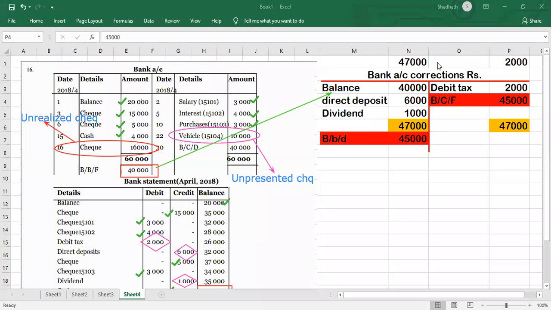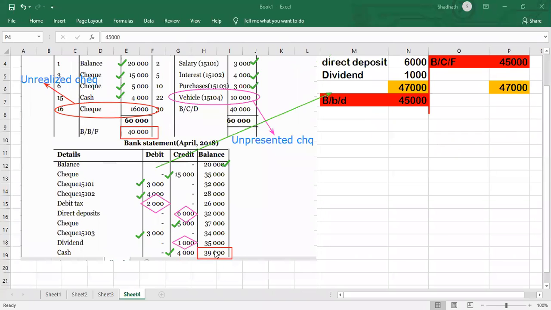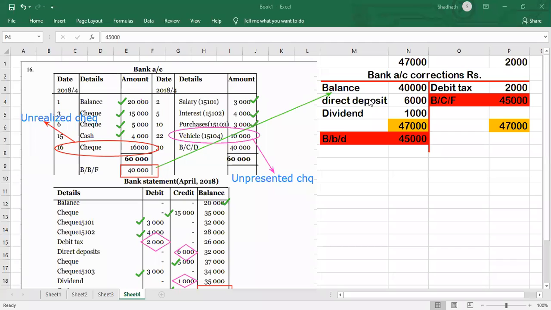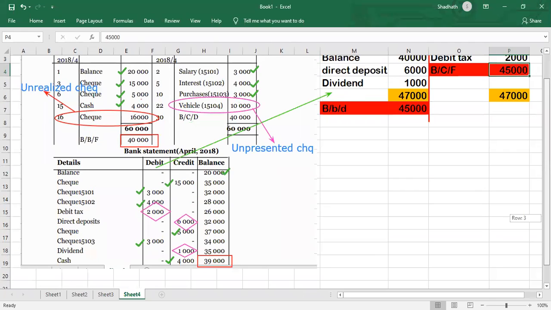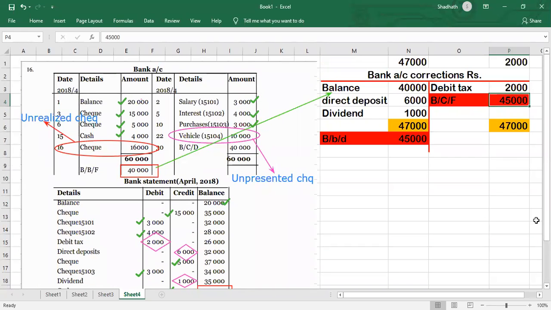After correcting the bank account, your bank statement balance is still 39. Even if you correct the bank account, still it is not equal. The bank statement balance is 39, you see, 39. So we have to go for a bank reconciliation statement. That's the second question.